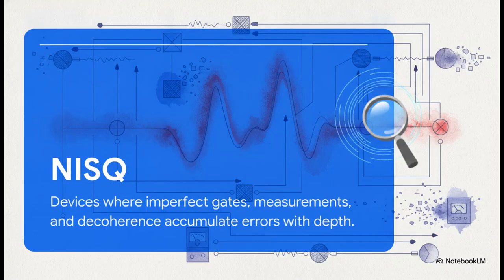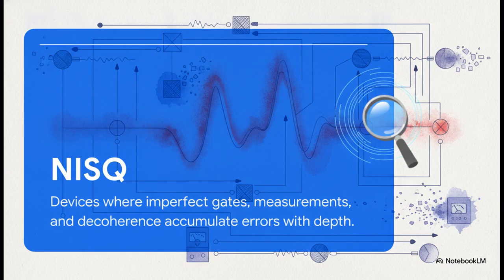So, before we even think about writing a single line of code, we've got to understand the hardware we're dealing with. Right now, we operate in what's called the NISQ era. That stands for Noisy Intermediate Scale Quantum. What does that actually mean for us? Well, it means we have devices that are big enough to do some fascinating stuff, sure, but they are absolutely not error-corrected. Qubits decohere. They literally lose their state over time.